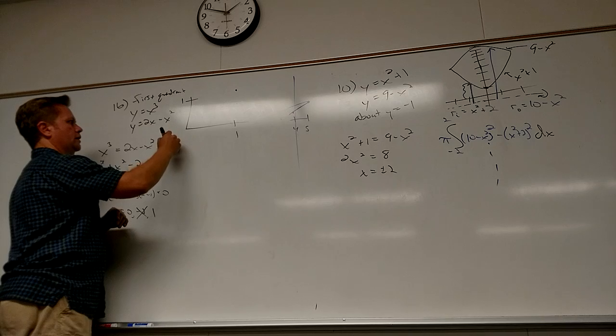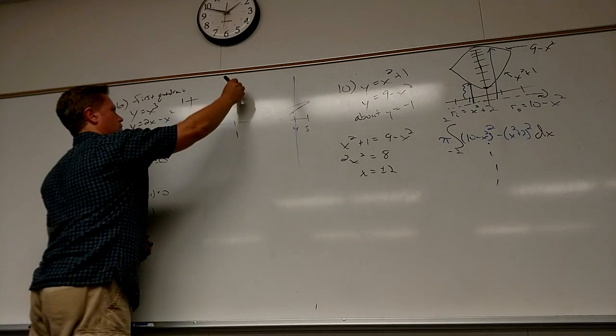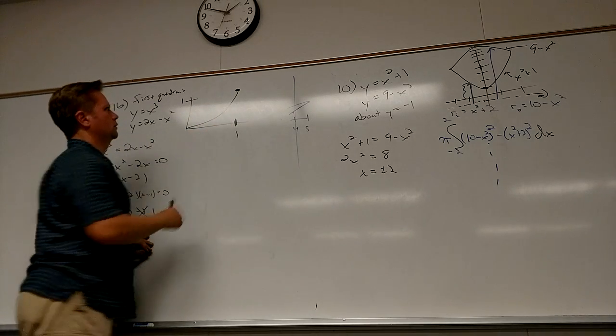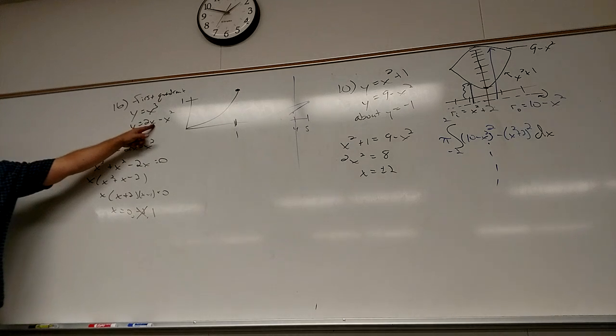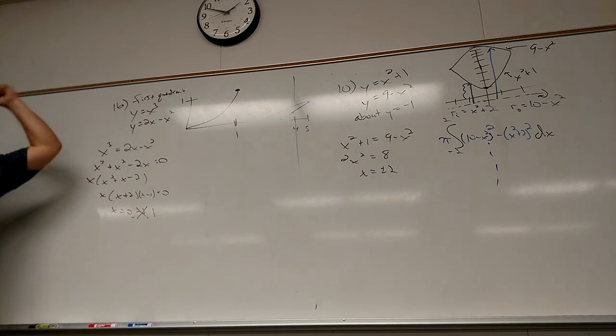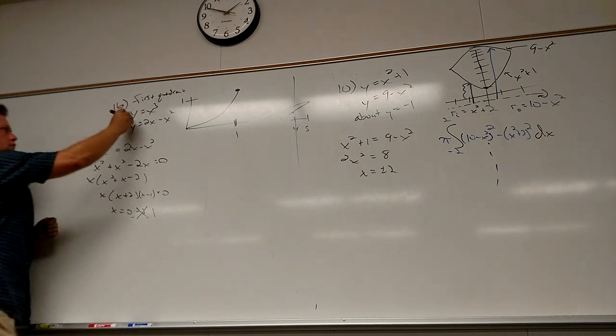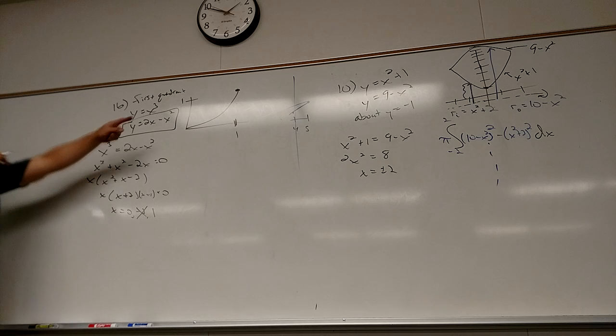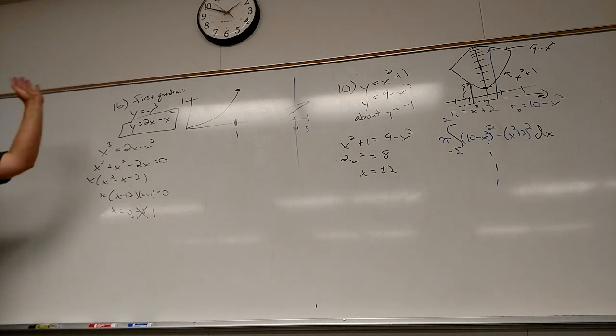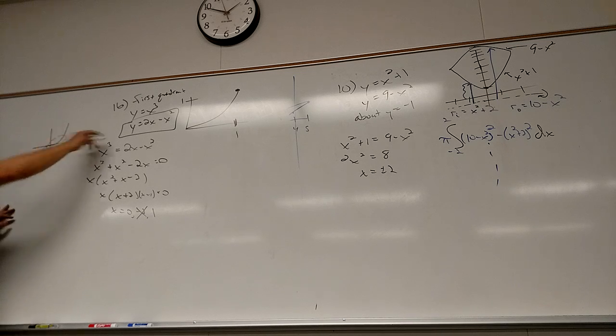x cubed does like this. What does this do? Where's its vertex? No vertex on x cubed. Where's this guy's vertex? There's x cubed already. I got x cubed up there. All right, x cubed does this. There's that piece. Bam.